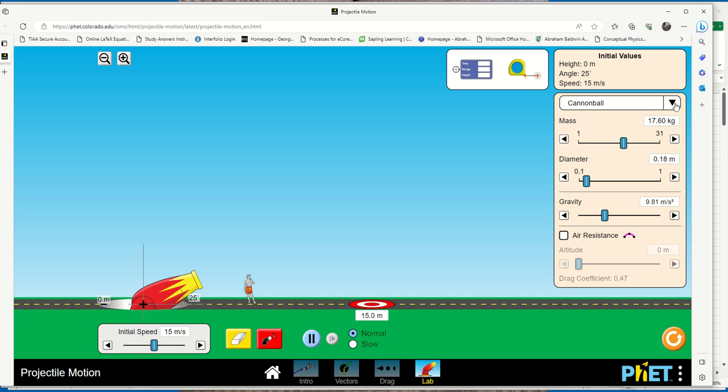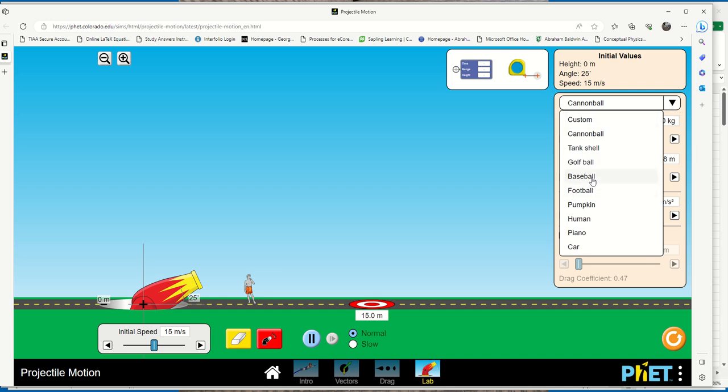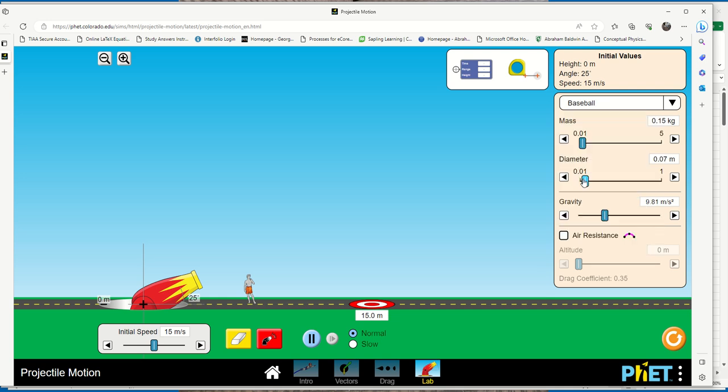In the simulation, I say use a baseball. As you know, the projectile motion equations are independent of mass, so it doesn't matter, but I'm going to go ahead and choose a baseball. And I want to use 9.80 for gravity. They have 9.81, so see I changed it over here. Now, the position of the target doesn't really matter. It's just sort of fun.